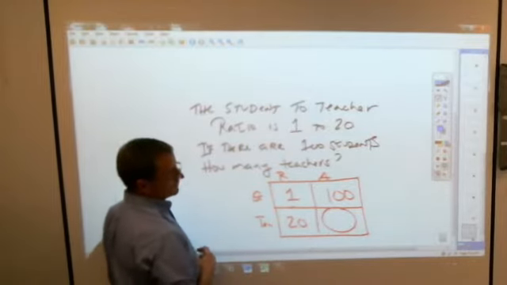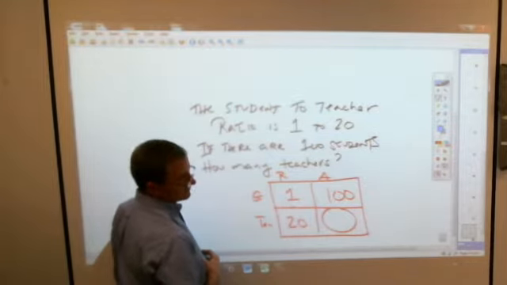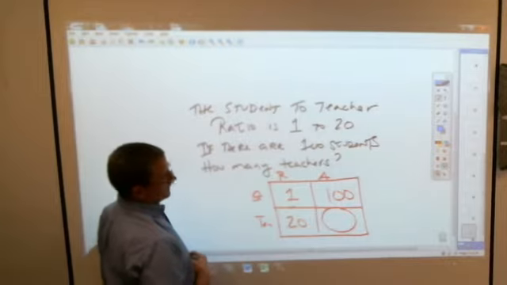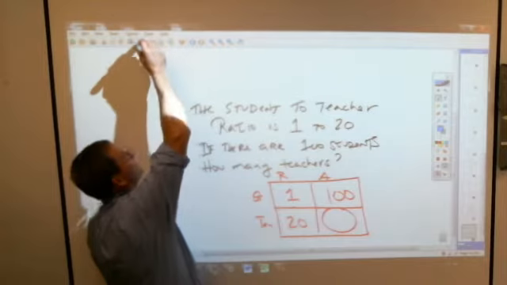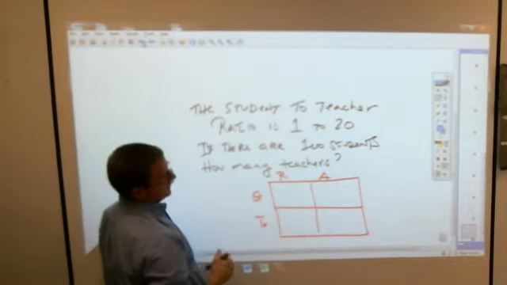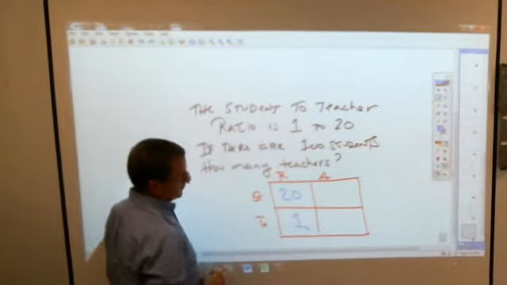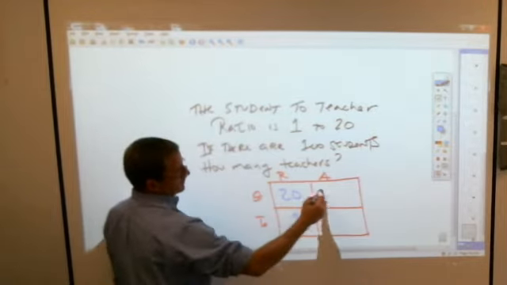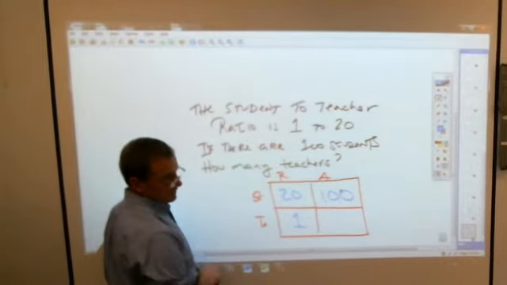Did I do that wrong? It says the student to teacher ratio is 1 to 20. Did Brian tell me wrong or did I write it wrong? Thank you, I will take the fall, Brian, even though I'm not sure I did. Here's what we wrote wrong. We put the ratio in the wrong place, sorry. There are 20 students for every 1 teacher, not 20 teachers for every student. That would be murder. And there are 100 students, so that goes here. Does that make more sense?